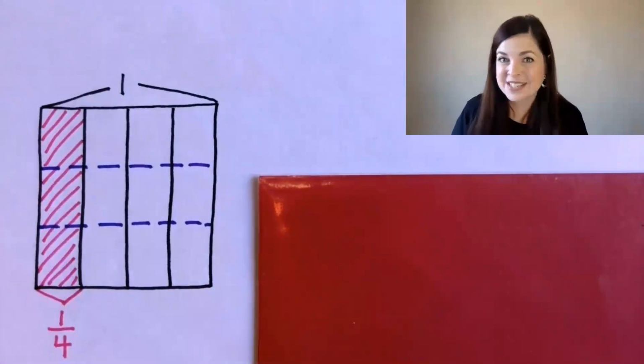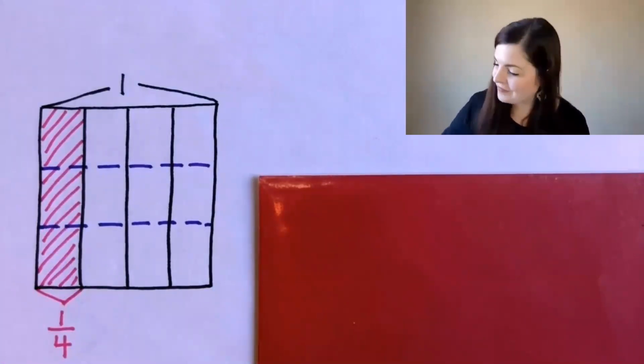Is that what you predicted would happen? If so, way to go. That means you're noticing math patterns. So, from our model, what fraction can we tell is equivalent to 1/4? 1/4 equals 3/12.